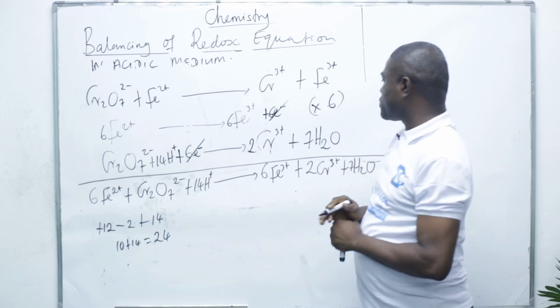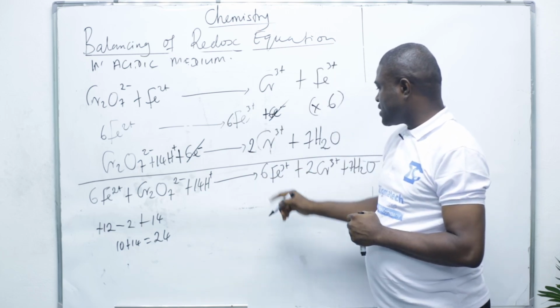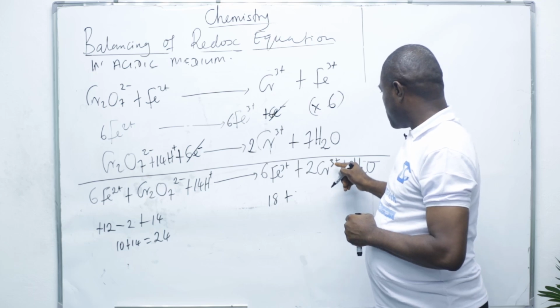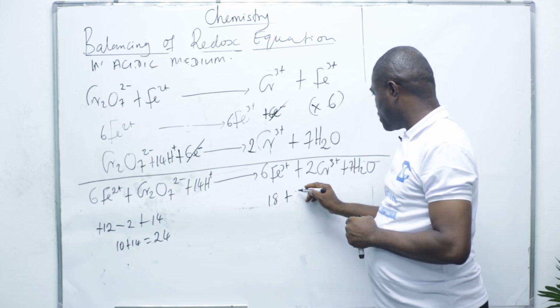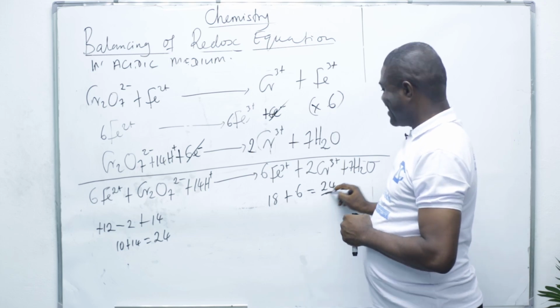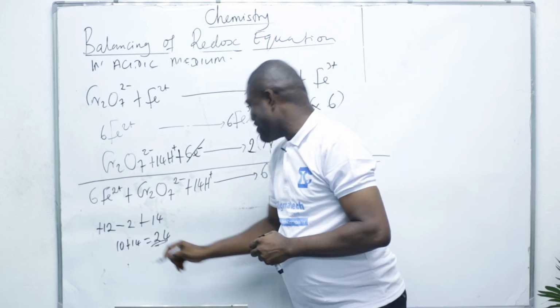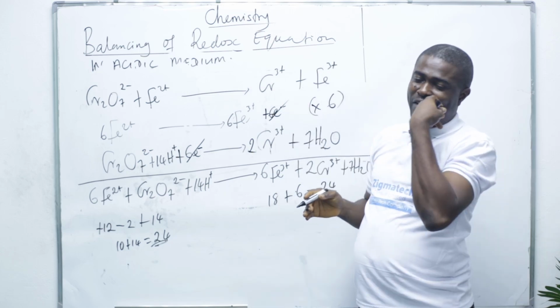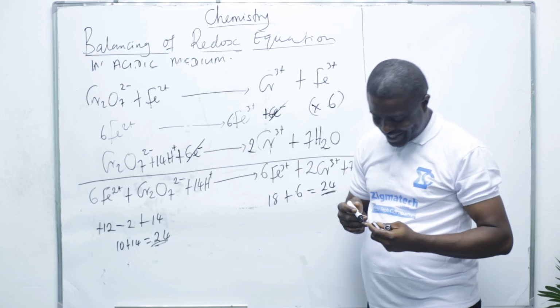Let me come to the right hand side. 6 times 3 is 18, plus 3 times 2 is 6. 18 plus 6, that is 24. That is correct. You can see both sides are balanced in terms of atoms and in terms of charges.